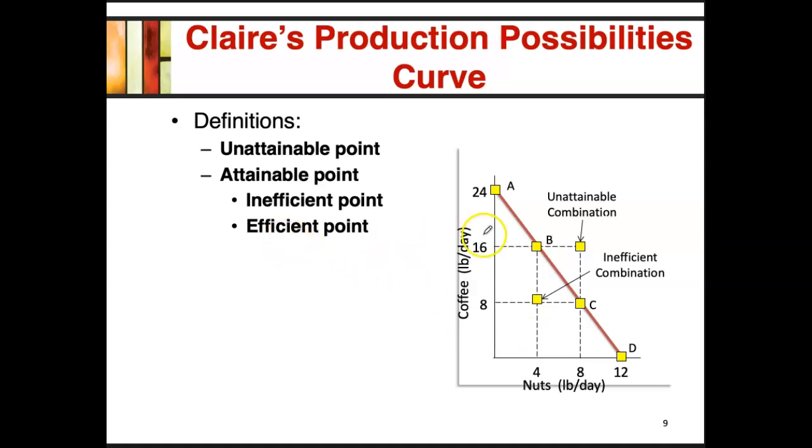Right? So any point on the production possibilities curve is attainable and at the same time is an efficient point. So points A, B, C, and D are all efficient points. Why? Because Claire is maximizing her resources to produce some amount of good. So that is the whole idea of the production possibilities curve.